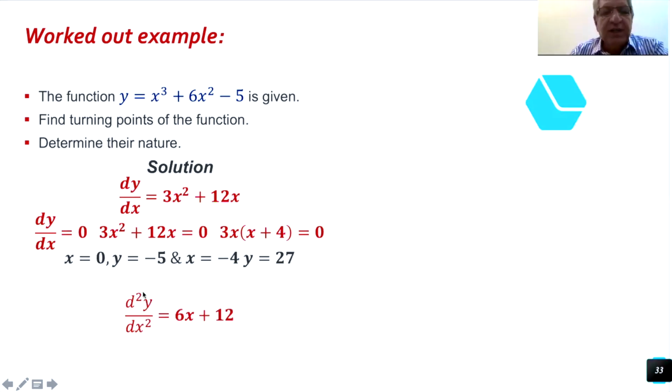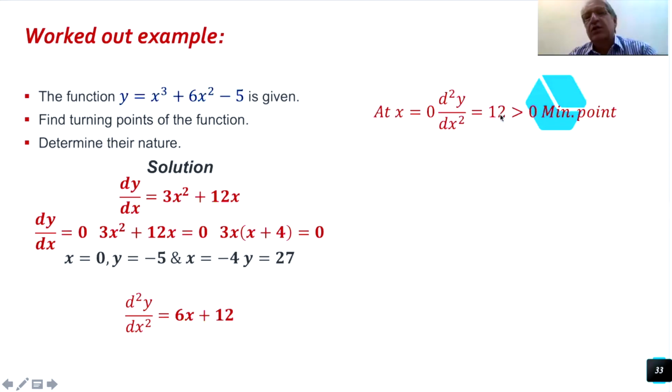Find the second derivative of this function, which is 6x plus 12. Now substitute x equal to 0. When you substitute x equal to 0, you get 12, and 12 is more than 0. Since it is more than 0, this is concave up. Therefore, it is a minimum point.